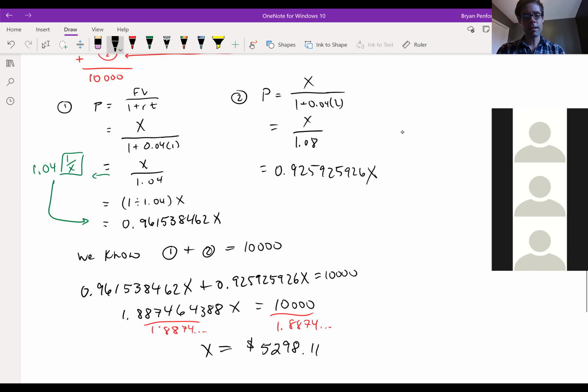And maybe one of you can tell me, why is it that when I add these two things together, I actually get more than 10,000? Fair market value today is 10,000, but you're telling me that I get two payments of 5,200, almost 5,300?